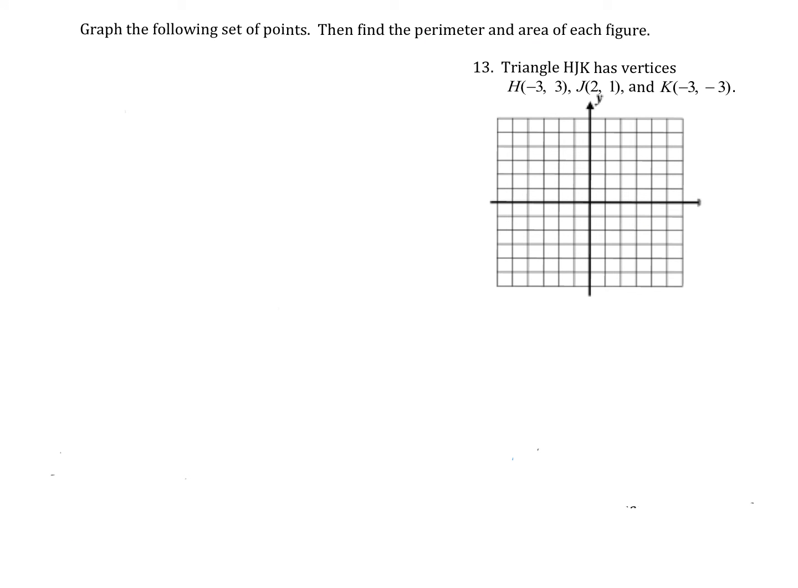Now, for our last problem, number 13, let's start off by plotting our 3 points. In order to find the perimeter of this triangle, I'm going to need to find all 3 side lengths. I'm actually going to start with HK, just because that's a vertical segment on my graph, and I can count those spaces. It looks like HK is 6 units.